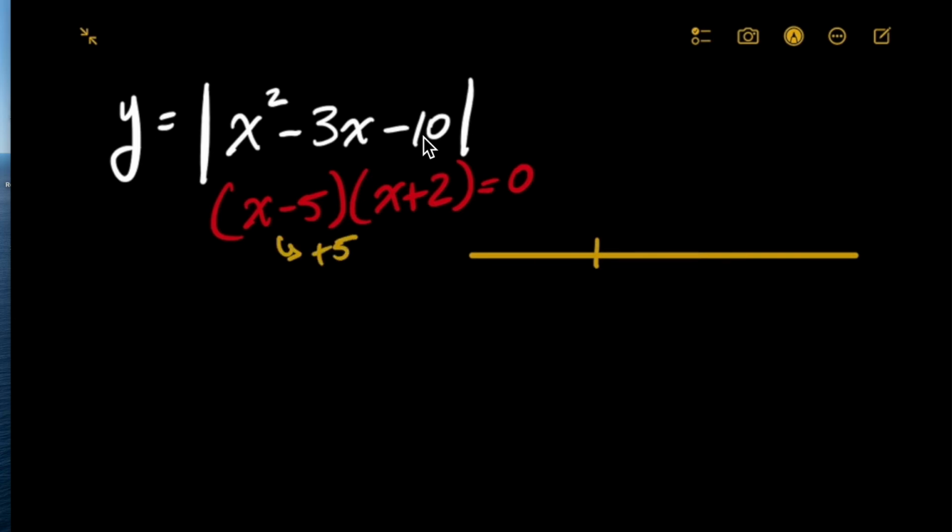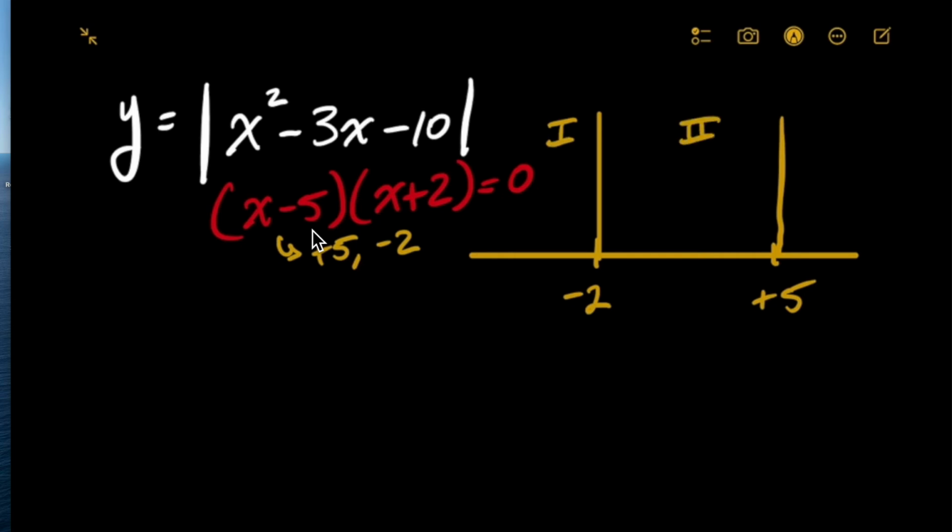Recall the zeros are going to be +5 and -2. These are the x values that make the entire function 0. How do we get that? We set each of these factors equal to 0. So if we set x minus 5 equal to 0, we get x equals 5. And we do the same thing with the other factor. Okay, let's build our zones here. So we have -2 here. We have +5 here. Let's put some lines in here. So this is zone 1, this is zone 2, and this is zone 3.